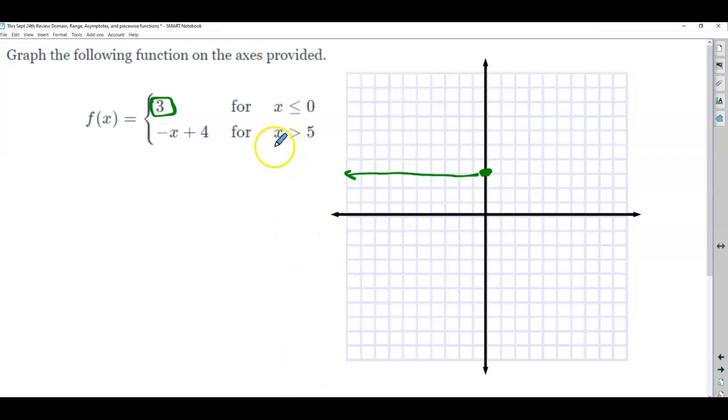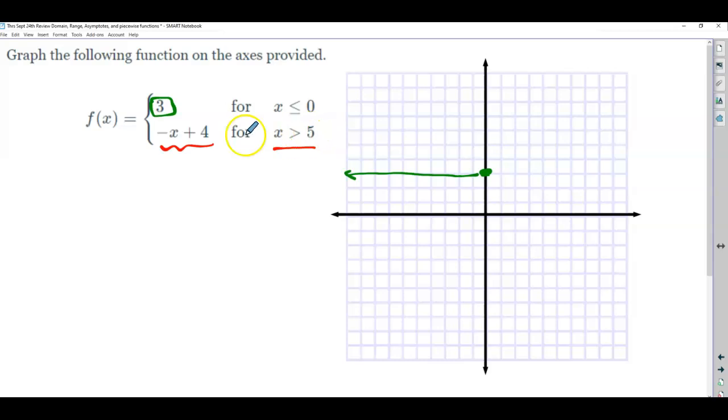The second piece then is for anything greater than 5. Notice there's a large gap. There's items missing. That is completely fine. Those inputs are not part of this domain. So now I have to figure out, well, what does this graph look like? You have a couple options. What if I just plug in 5?